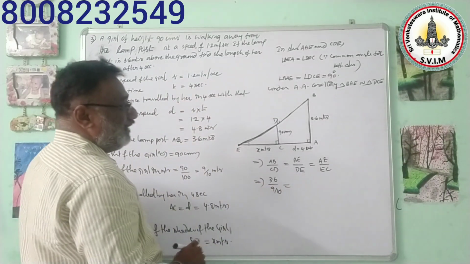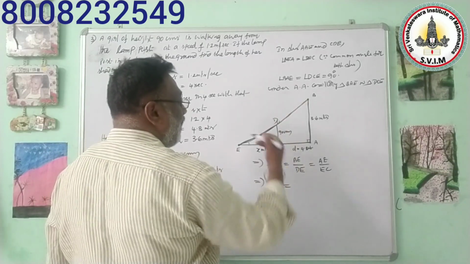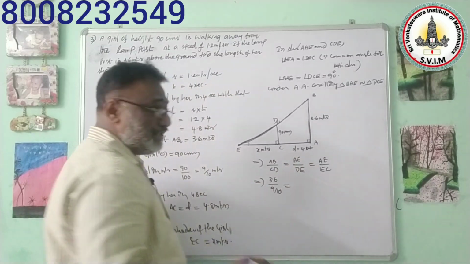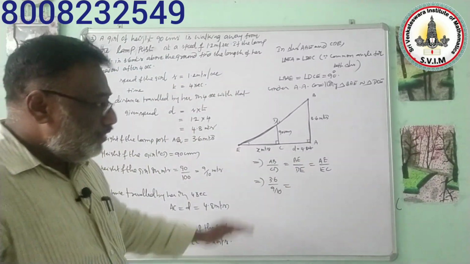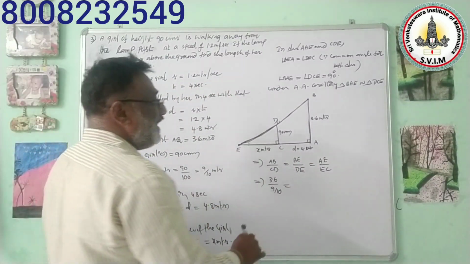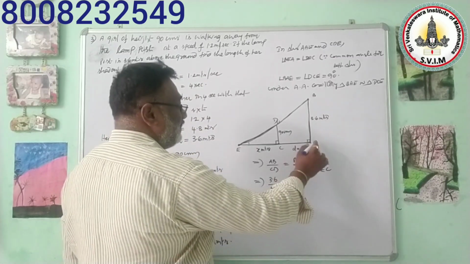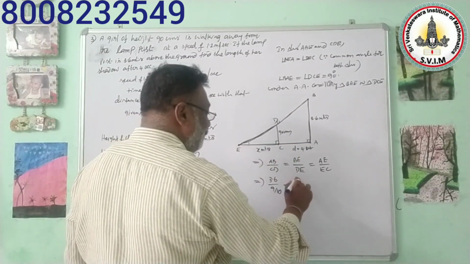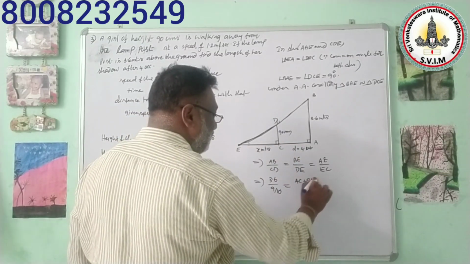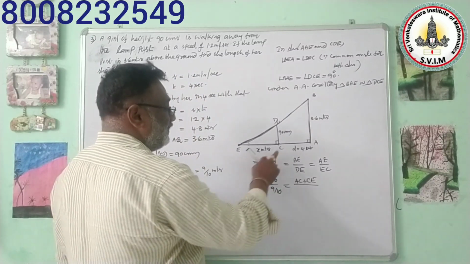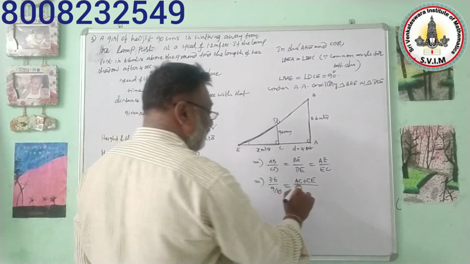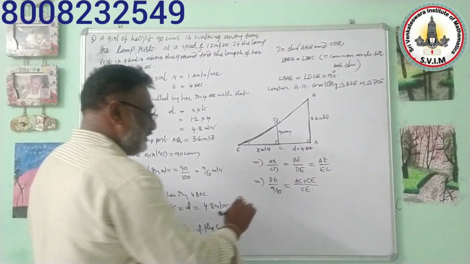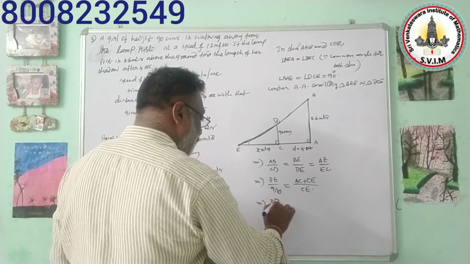Next, BE. The measurement has not been given, but this ratio is not necessary for the calculation, so you can leave it. After that, AE. What is the measurement of AE? How can you write that? AC plus CE by EC. So that is nothing but CE.